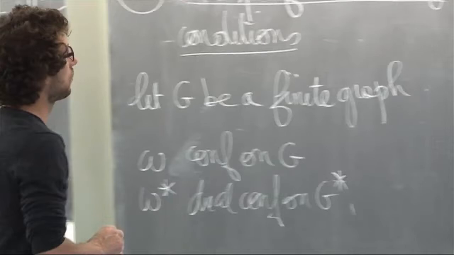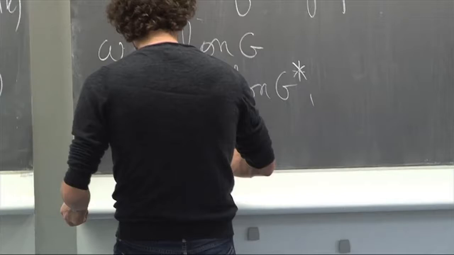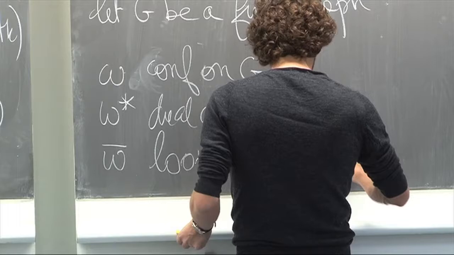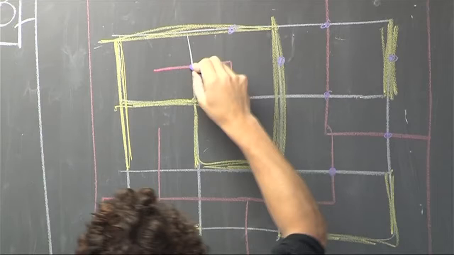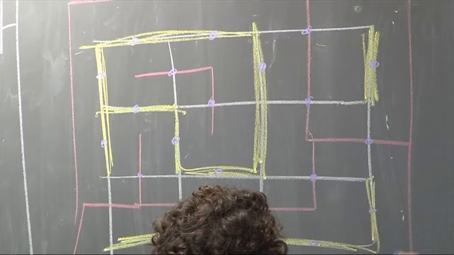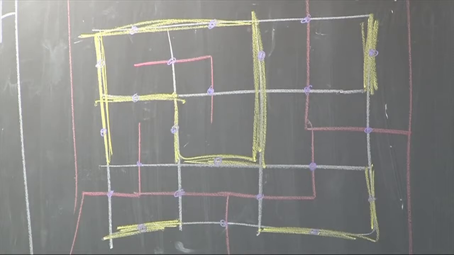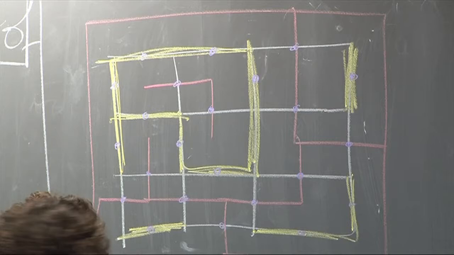So how do I draw the loop representation, the loop configuration, which I'm going to denote omega bar? It's going to be on a graph called G diamond. So G diamond is defined as follows. You put a vertex at the middle of every edge of your original graph. I'm going to take a little bit of time to actually define this because otherwise you're going to be lost. It's important to take a little bit of time on this one. So you take a vertex at the middle of every edge, and then the edges of your graph are just going to be between nearest neighbors. So they are going to be like that.